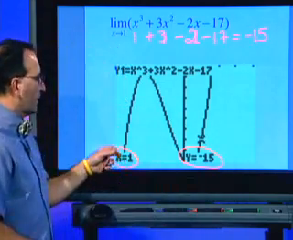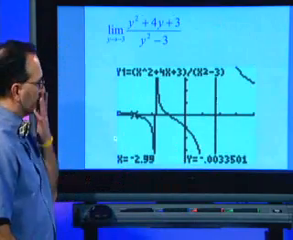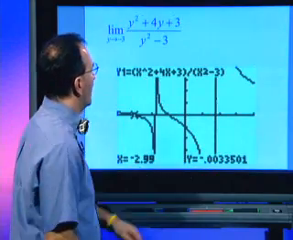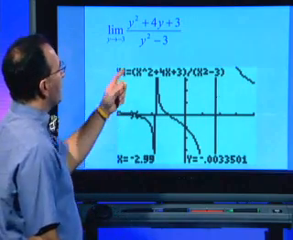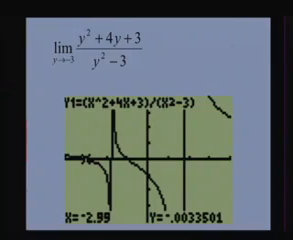So now let's take a look at the second example. What happens this time is when we plug in negative 3, we have negative 3 squared, which would be 9, plus 4 times negative 3, which is negative 12, plus 3, all over negative 3 squared, which is 9, minus 3. But if we look at the top, 9 minus 12 plus 3 equals 0. So this limit is 0.